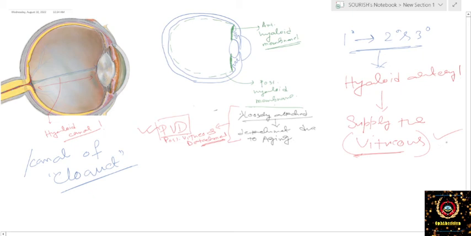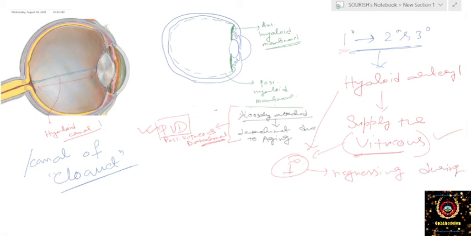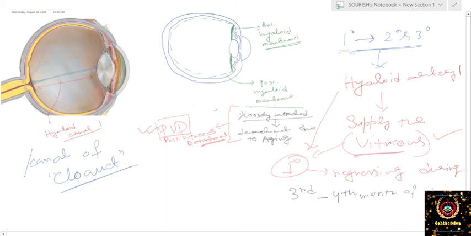Okay, now which vitreous? As I said, from first degree to second degree, third degree. To supply the first degree vitreous, this first degree vitreous starts regressing, it starts its regression during the third to fourth month of intrauterine life.